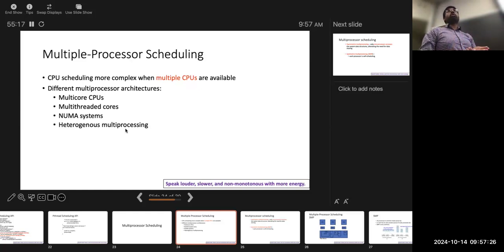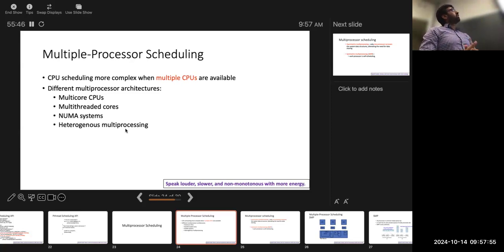NUMA systems, where the basic idea was that you don't want the memory bus to become a bottleneck. So what you do is that for each CPU, you have one local memory. So if the process running on that CPU needs to access the local memory, it doesn't need to compete with other processes running on other cores or other CPUs for this memory bus, okay?